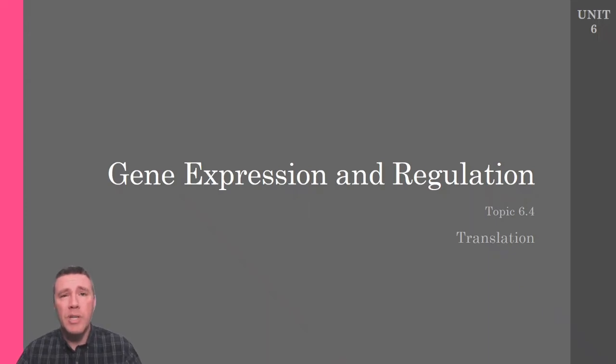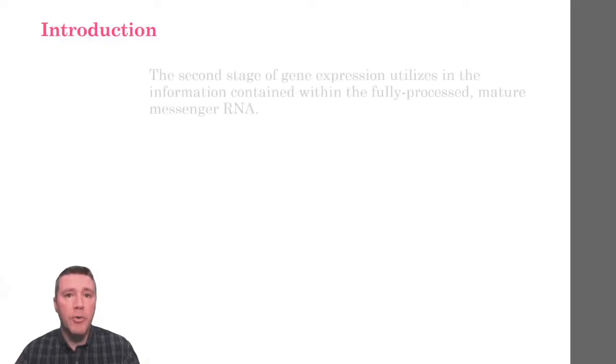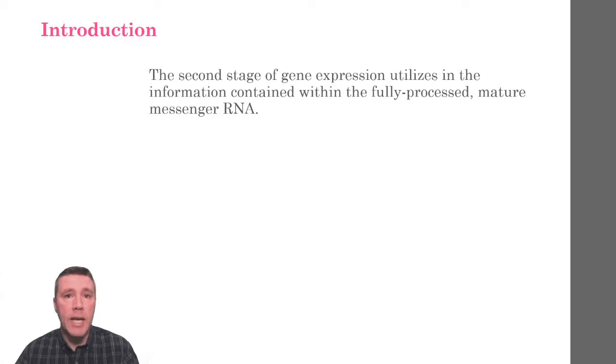This video will present topic 6.4, Translation. Following the production of a primary transcript, or pre-mRNA, in the nucleus, and that primary transcript's modification in RNA processing, the second stage of the expression of a gene will use the information encoded in the mature mRNA to assemble a specific sequence of amino acids.